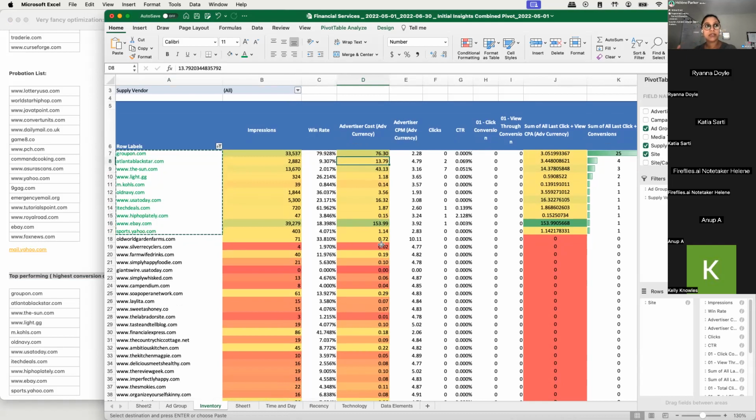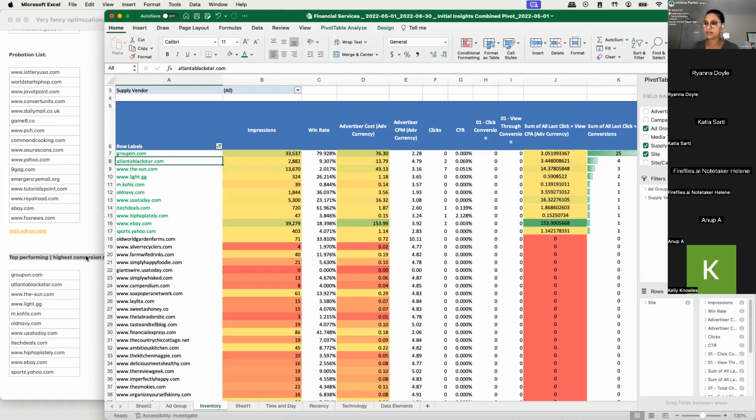When you exclude it, you're telling the machine, yo, I don't want you to bid on it anymore. And whatever dollar we would have bid on is going to go towards something that's performing much better. Now, when you hear me say, what are the trends? You want to look at this, right? Like hip hop, USA Today, Sports Yahoo, The Sun, Atlanta Black Star, all those could be considered news-like sites. So maybe that's something you want to take into account, right?